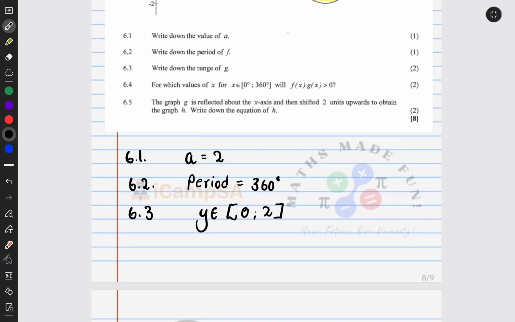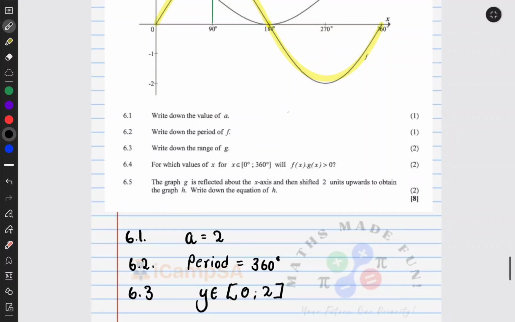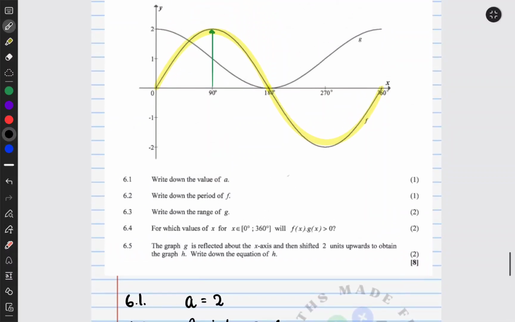And then for 6.4, for which values of x in this domain will f(x) multiplied by g(x) be greater than 0? So we're basically looking for those values of x whereby if we multiply these functions they give us a positive outcome. So they have to be both positive. We're looking at the values of x where both functions are above the x-axis, or where both functions are below the x-axis.